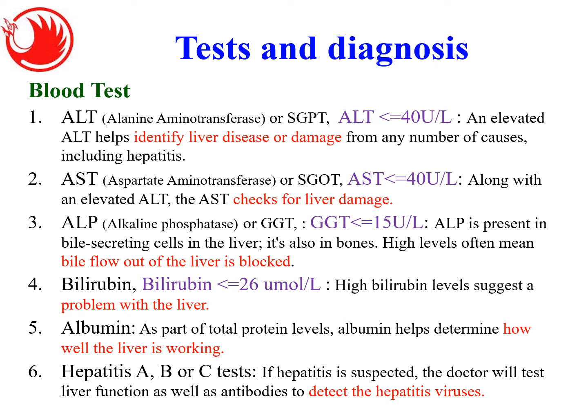So these two are enzymes. They are used to identify liver disease or damage, such as hepatitis virus infection. The third one, ALP or so-called GGT, the number should not be more than 15 units per liter. High level means that the bowel is blocked.